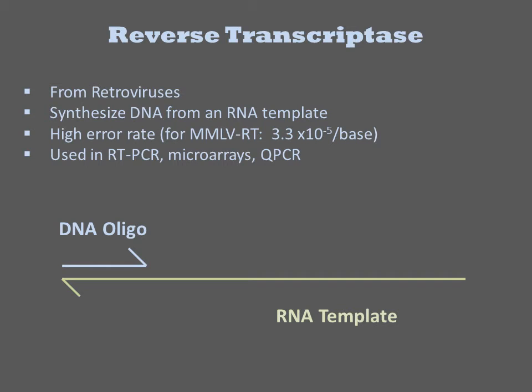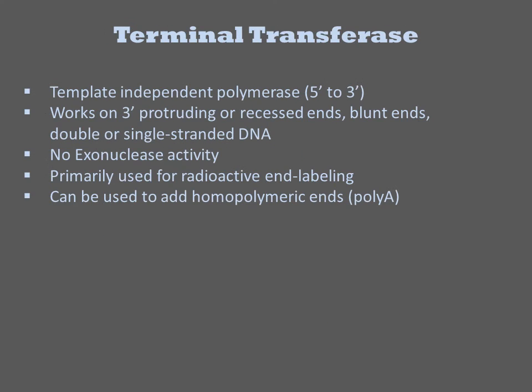Reverse transcriptases are enzymes from retroviruses that synthesize DNAs from an RNA template. A DNA oligo is annealed to the RNA, and then the enzyme will polymerize it to its end. Finally, there is terminal transferase. It is a template-independent polymerase that operates on protruding 3' or recessed ends, blunt ends, and on double-stranded or single-stranded DNAs. It has no exonuclease activity.